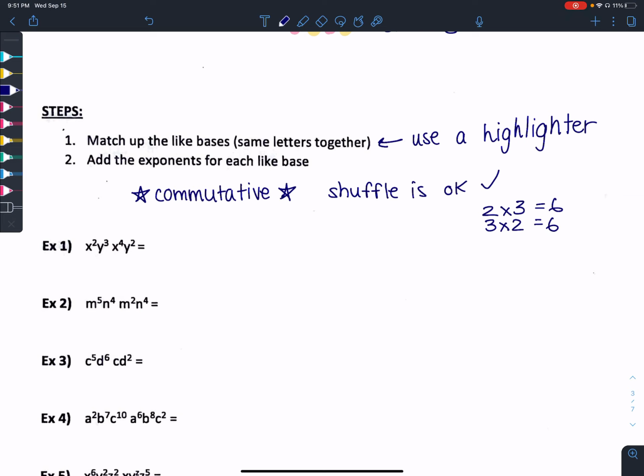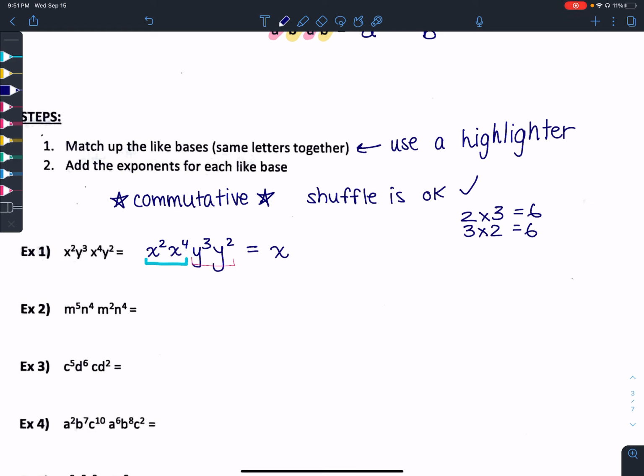So if I wanted to, I could rewrite this as x to the 2 times x to the 4, y to the 3, y to the 2. And when I reorganize it like that, it's a lot easier to see our x's be collected and our y's be collected. Just a little way to visualize it. And then the rule is the same as the previous page. They still get added up because they are being multiplied. So x to the power of 6 and y to the power of 5. So we just added those exponents together.